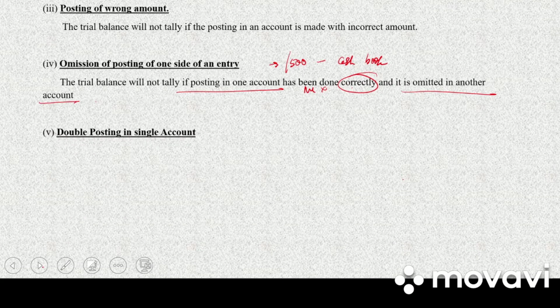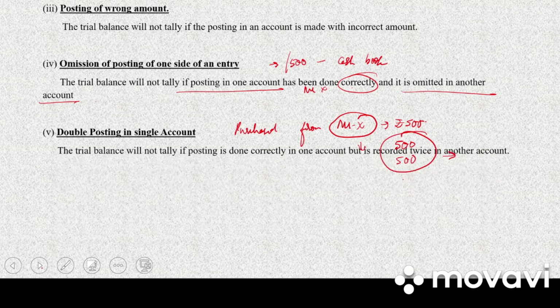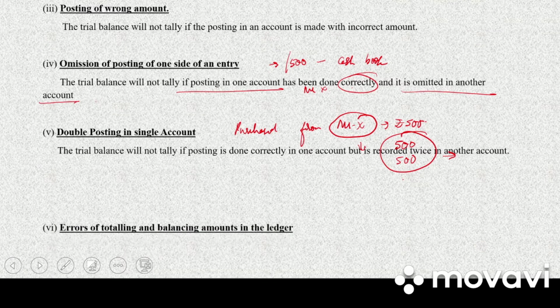Next we have double posting in single account. Say for example, purchase from Mr. X rupees 500. So in Mr. X account, two times you will post this 500 amount. So what will happen? There is double entry in single account. The trial balance will not tally. Posting is done correctly in one account but is recorded twice in another account.